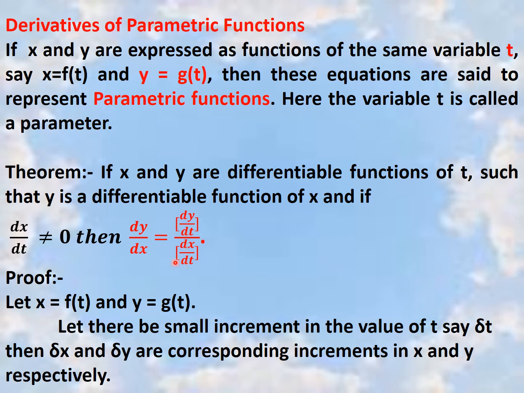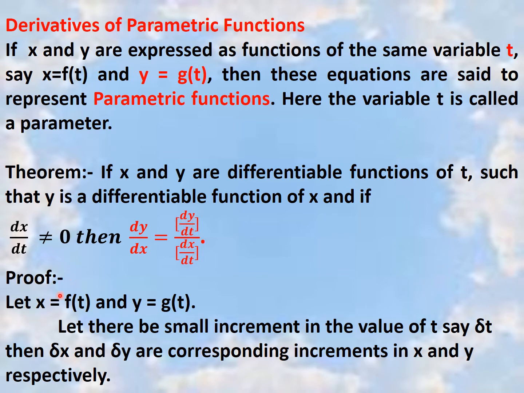That means after we have y is equal to g of t as some function of t, then we can find out the derivative of y with respect to t. Similarly, we can find the derivative of x with respect to t as x is a function of t. So, we will get derivative of y with respect to x such that dy by dx is equal to dy by dt upon dx by dt.